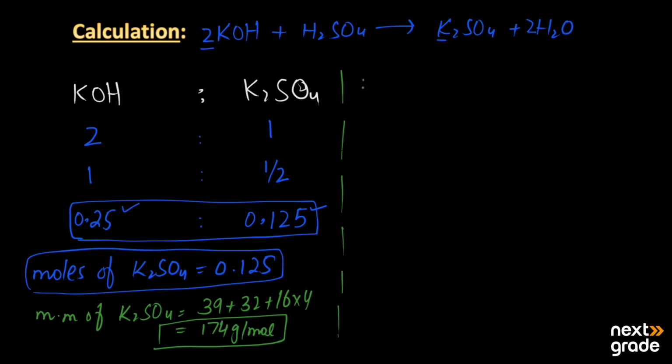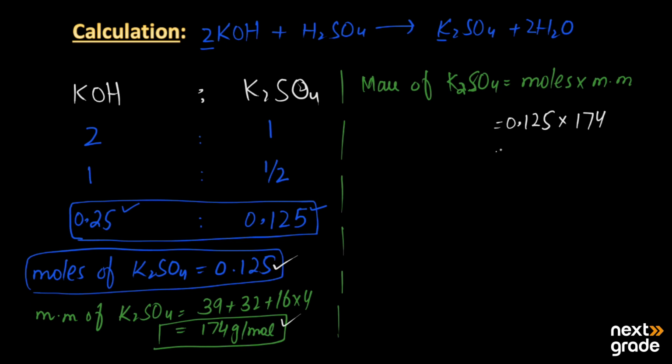We will apply the formula where mass of potassium sulfate is equal to moles of potassium sulfate multiplied by the molar mass of potassium sulfate. Here we have moles 0.125 multiplied by its molar mass, that is 174. By solving that, the answer is 21.75 grams. This is the total mass of potassium sulfate produced from the 14 grams of potassium hydroxide.